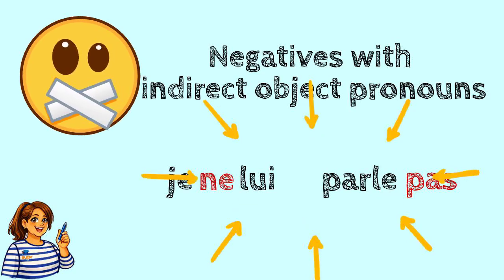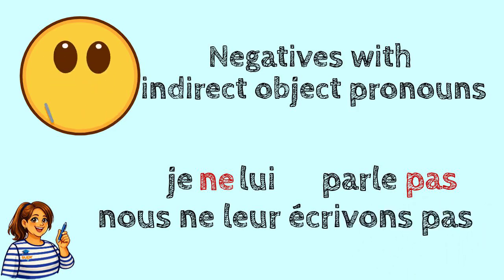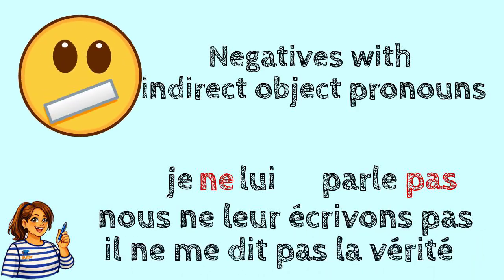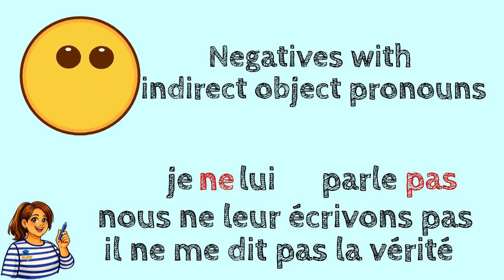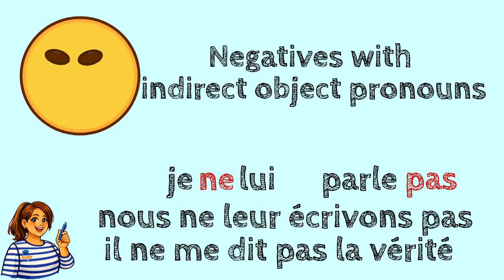Similarly, nous ne leur écrivons pas. We do not write to them, or we are not writing to them. And il ne me dit pas la vérité. He is not telling me the truth. Note in all these cases, the ne and the pas go around both the indirect object pronoun and the verb.